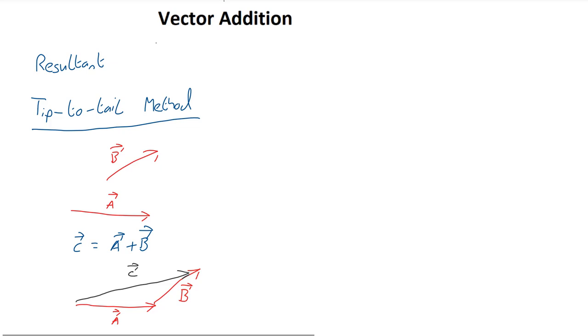For example, if we wanted to add 3 vectors, we could place the third vector at the head of vector B, and then the resultant of the 3 vectors would go from the tip of vector A to the head of this new third vector.